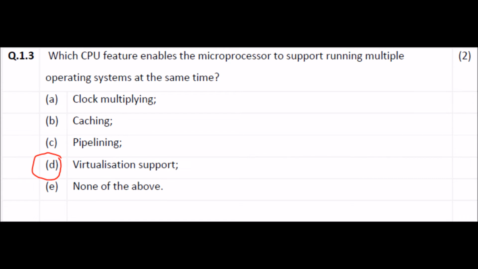If you look at 1.3, it asks which CPU feature enables a microprocessor to support running multiple operating systems at the same time. Remember, I think we mentioned this in our face-to-face sessions, the need to run multiple OSs to understand what's happening with them, in some instances also checking some of the glitches these OSs might have, and testing certain updates before you actually roll them out to the actual machine itself.